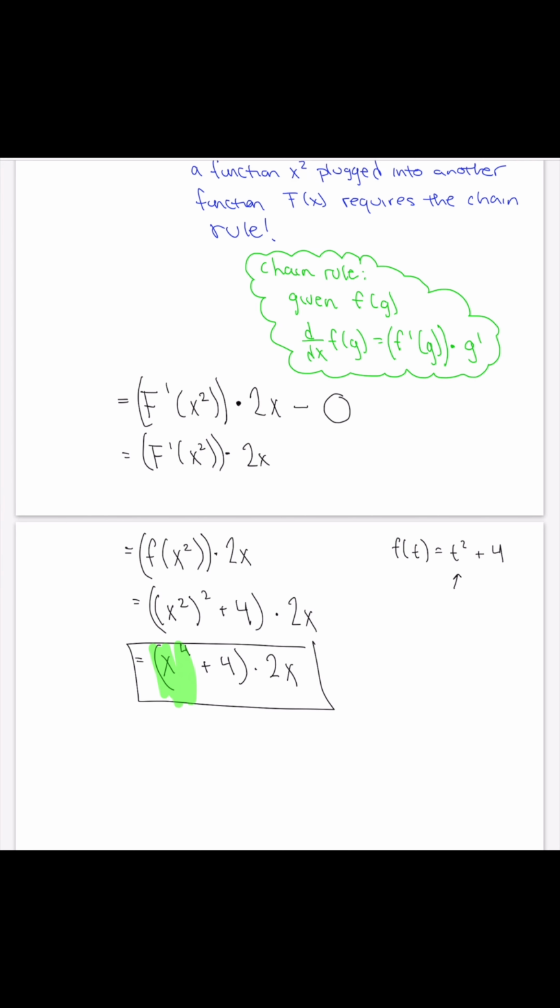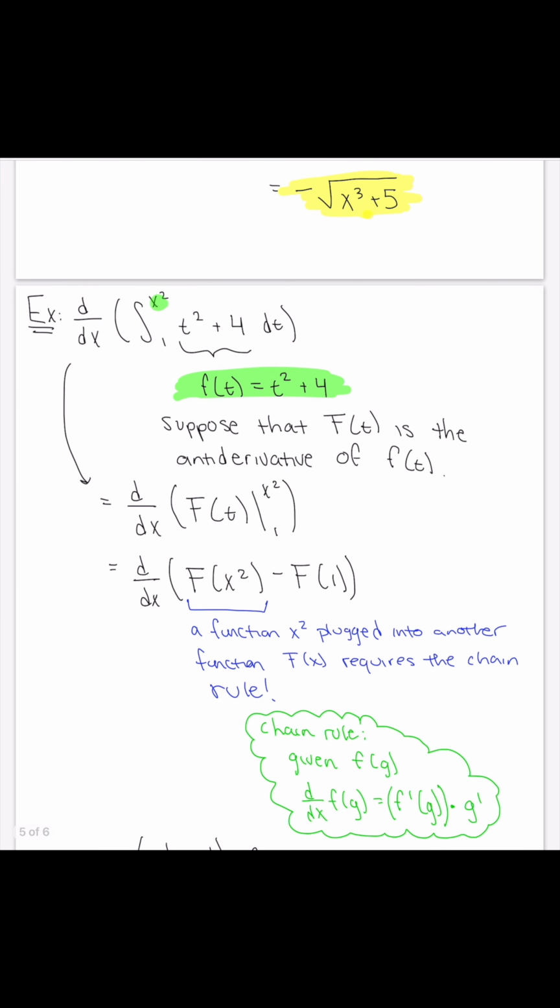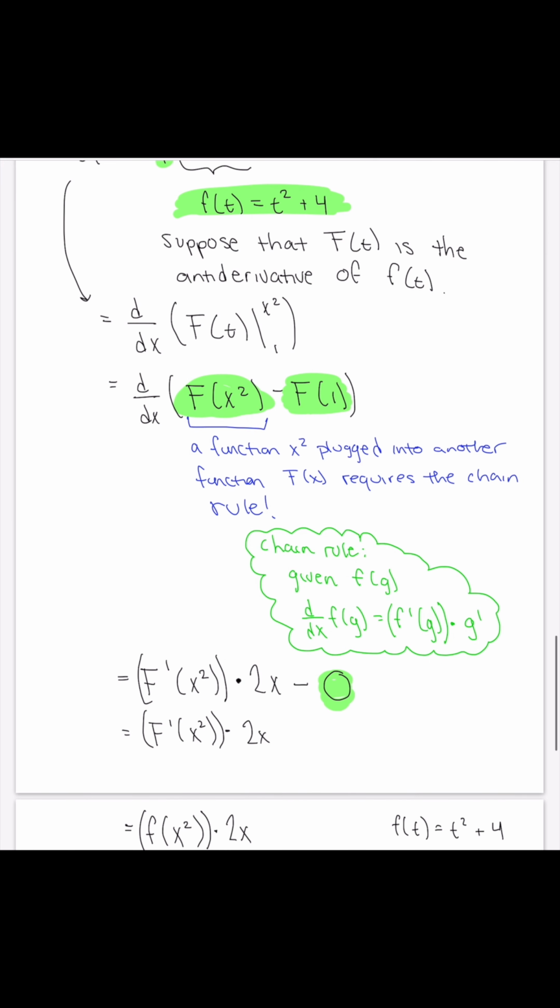The reason I want to leave it like this is to show you what happens. When you have an upper bound that's different than just x, you're going to need a chain rule every time. The format is always going to be this. If there's a number down here, this is going to become a number, and when you take the derivative, it's going to be 0. But when you take the derivative of this, you're going to need the chain rule.